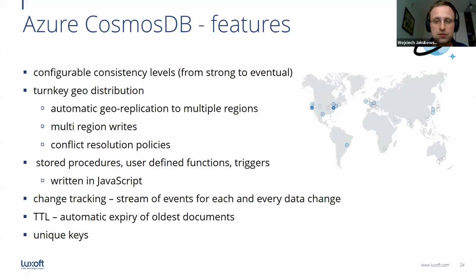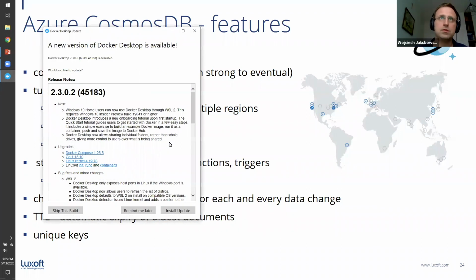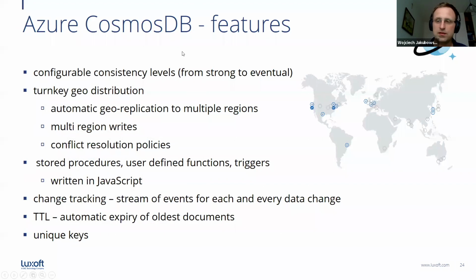You can also write your own functions, stored procedures, triggers in JavaScript. There's also a really useful change tracking mechanism where CosmosDB can emit an event for each and every data change operation, for each and every insert, update, delete. And there's also a time to live feature where you can expire the oldest documents and they will be automatically deleted. And you can also define unique keys on particular properties on a document that is stored.